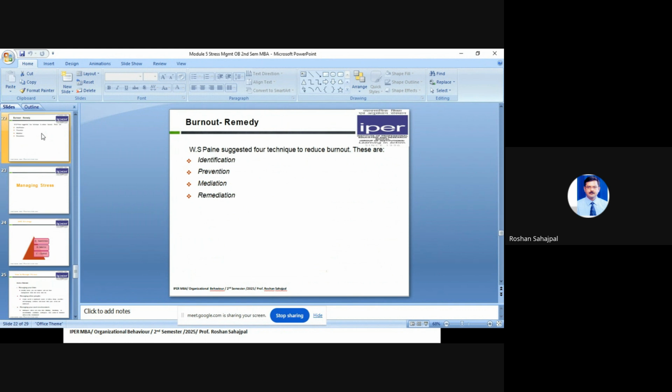और मीडिएशन, कि उसके अंदर जाके उसका बीच बचाव करना है और उसको फाइनली रिजॉल्व करना है.